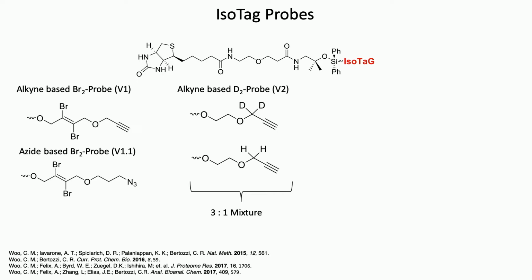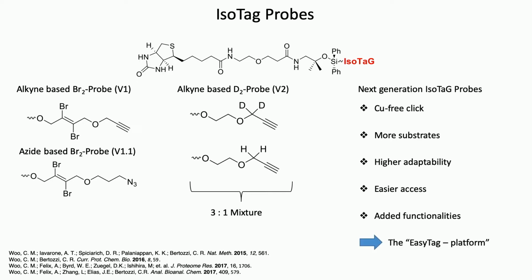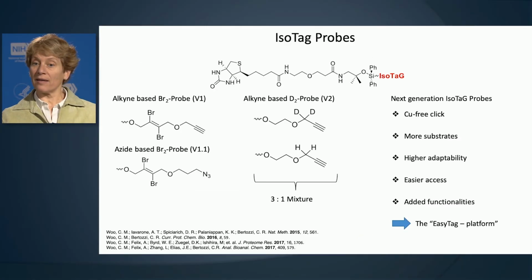And each of these probes has a clickable group, an azide or an alkyne, to click onto that azide-labeled sugar. So these new generation IsoTag probes are reactable with click chemistries or copper-free click chemistries. They allow the labeling of many different sugar types. They can be adaptable to many different experimental platforms. They're easy to synthesize, but also available from us. And they allow what we call the EasyTag platform.